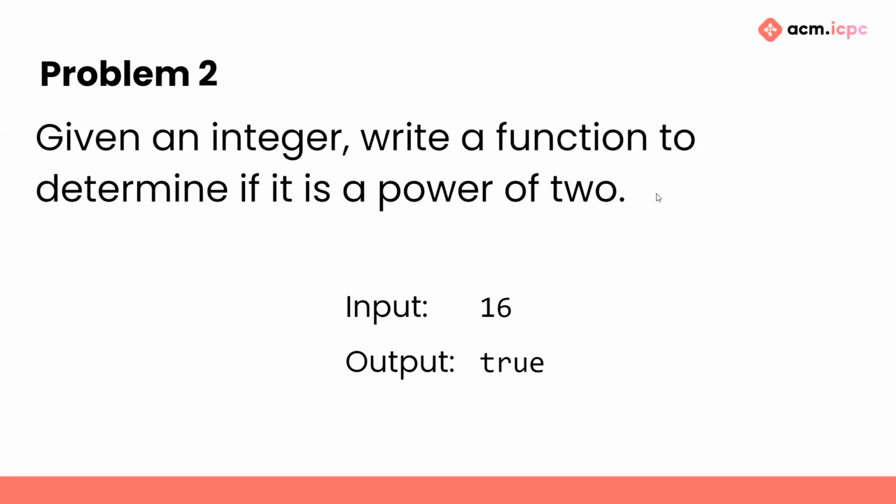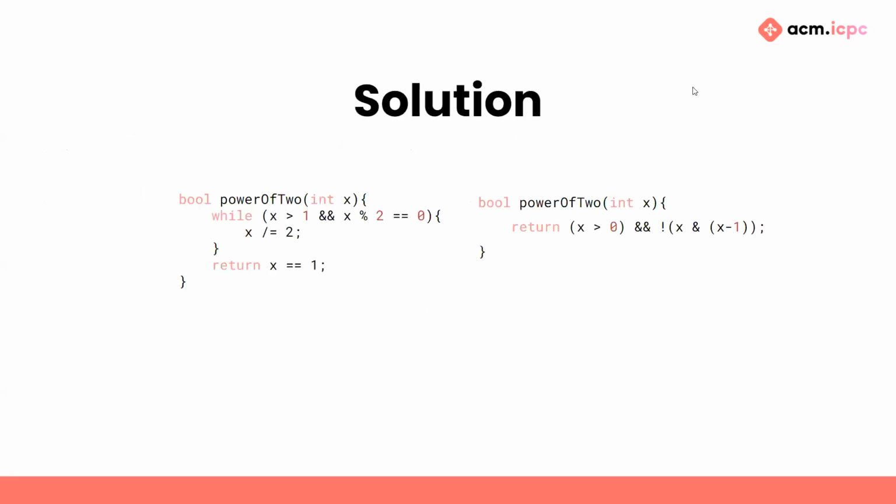And let's see, so the next slide, I have the solution. On the left, it's the solution that we were talking about before. As long as x is greater than 1 and it's divisible by 2, you divide by 2 and just check if it's equal to 1. On the right, we have a more concise solution. It's just to show you, I think it's a pretty cool trick.